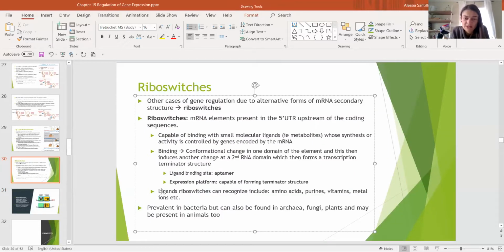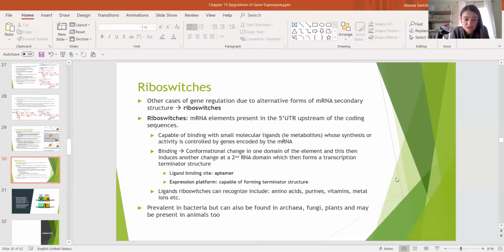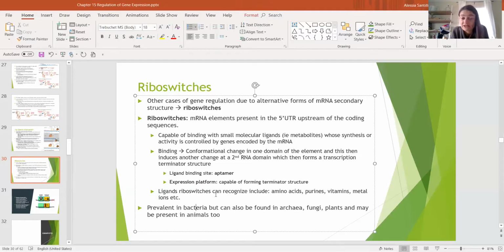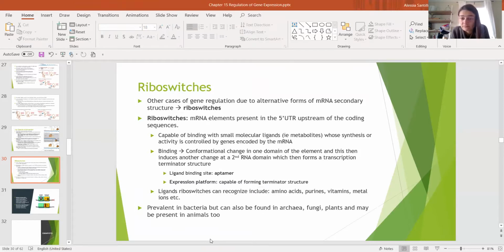Here it tells you that some ligands of riboswitches include amino acids, purines, like those nucleotides, like the flavin mononucleotide I told you about, vitamins, metal ions, etc. There's all sorts of different things that can bind to it. This has been prevalent in bacteria, but it can also be found in archaea, fungi, and plants, and even in some animals too, apparently.